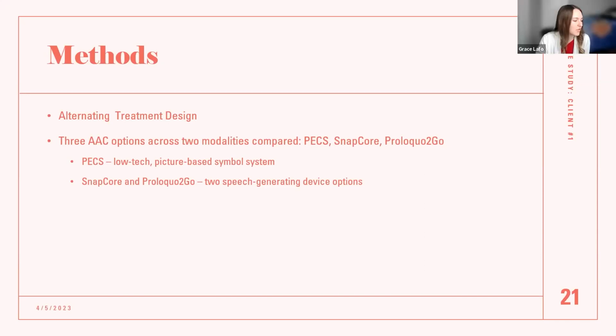Thank you, Dr. Boyer. All right, so I'm going to finish out the first case study, and then we're going to talk about the next one. For Tobias's case study, the protocol that we were using is an alternating treatment design. We were looking at PECS, SnapCore, and Proloquo2Go. PECS is a low-tech picture-based symbol system, whereas SnapCore and Proloquo are both apps on the iPad, and they are speech-generating apps. We were alternating between these three modalities in a systematic way.